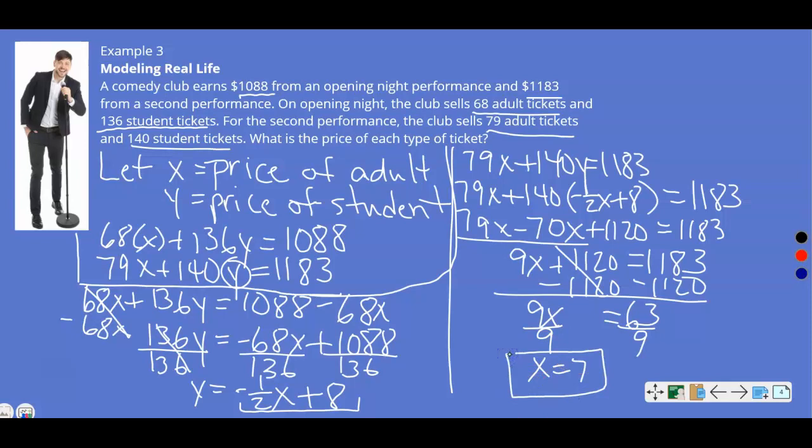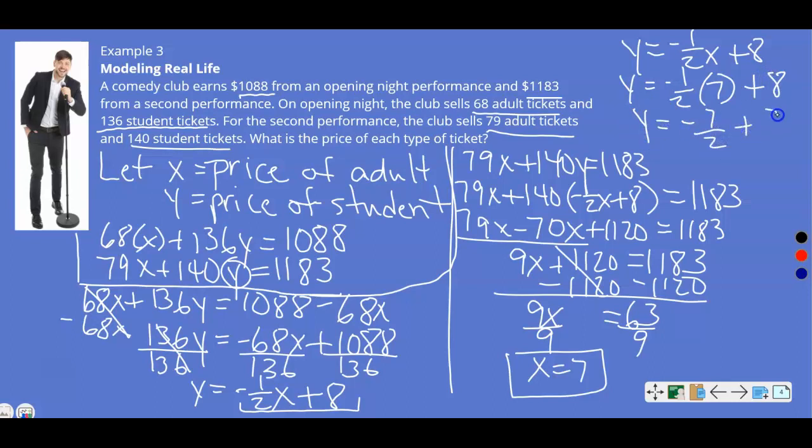So x is 7. The easiest way to find y is to plug it back in right here. So y equals negative 1/2 x plus 8. I'm going to put a 7 in here, and then plus 8. So y equals negative 7/2 plus 8. So 2, 4, 6, that's negative 3.5.